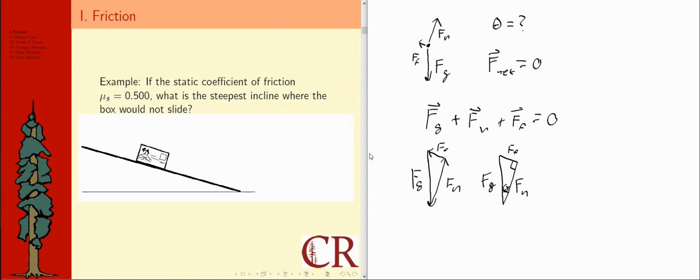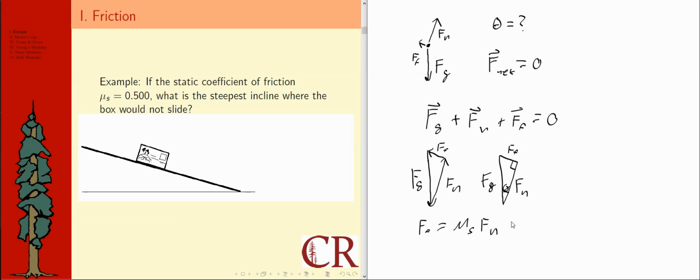Something that might help me figure that out is the fact that since we're talking about static friction, we know that the static friction rule in general is that the force of friction is less than or equal to the coefficient of static friction times the normal force. Now, an inequality is not terribly helpful, but since we're talking about the steepest incline, right at that moment where it's the steepest it could possibly get, this won't be an inequality, but the force of friction will be as large as it can possibly be.